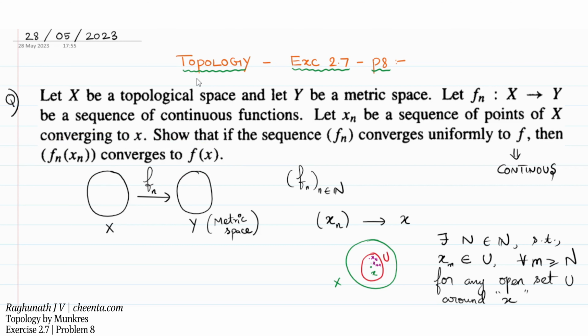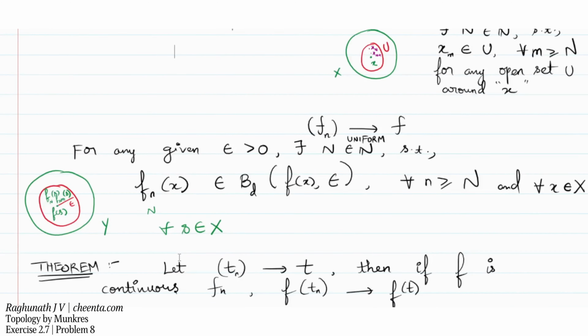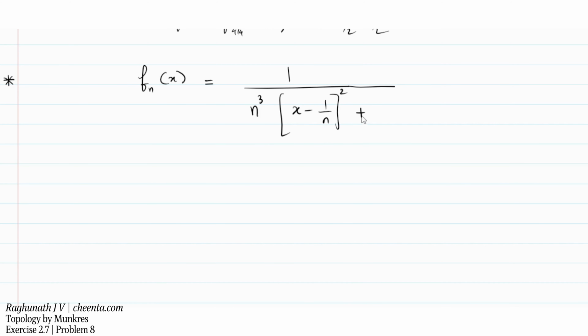There is a good example in Munkres of this in problem P9. I'll just state that example briefly. So that example is that considering the function fn of x, where fn of x is 1 by n cube into x minus 1 by n the whole square plus 1. And let's consider f of x to be the 0 function.